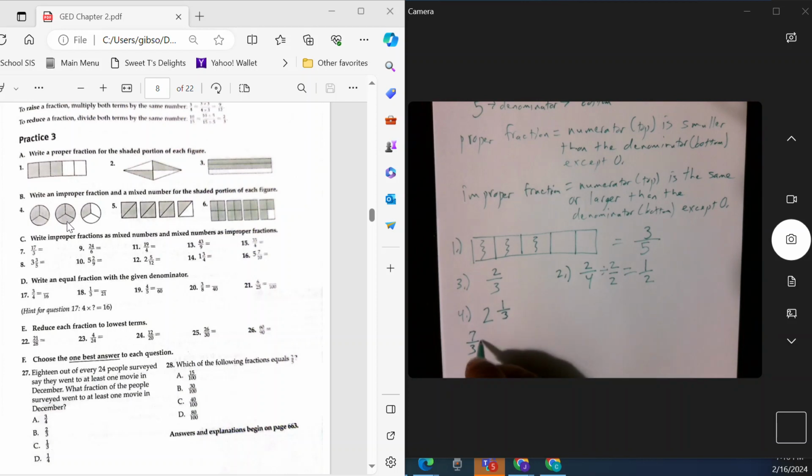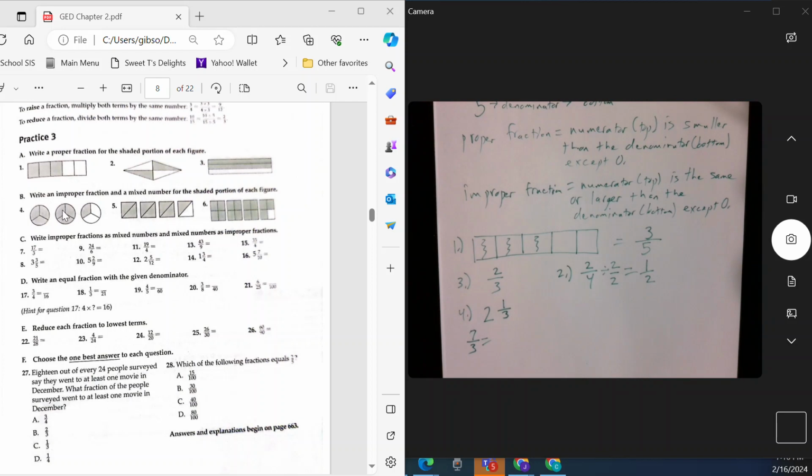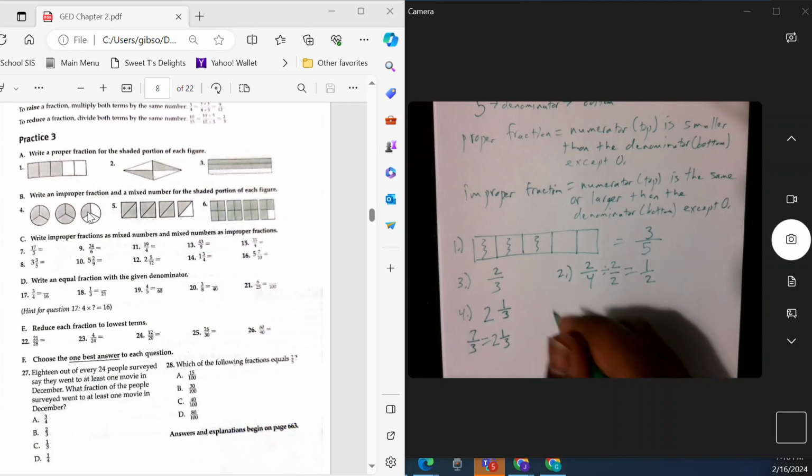But we wanted to write this as a mixed number. And we see we have two of them wholly shaded. Our denominator is still 3. And we have one shaded portion left. So 7/3 is equal to 2 1/3. All right, number 5.